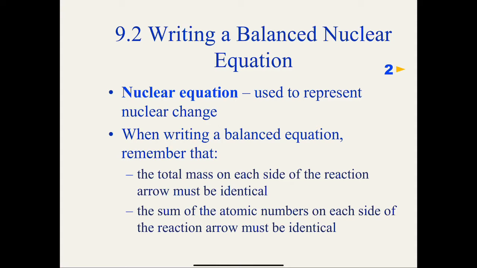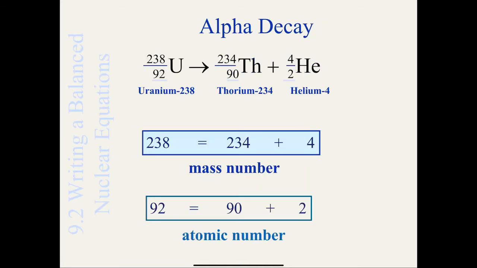The concept of mass balance required when writing chemical equations is also essential for nuclear equations. When writing a balanced equation, remember that the total mass on each side of the reaction arrow must be identical, and the sum of the atomic numbers on each side of the reaction arrow must be identical.